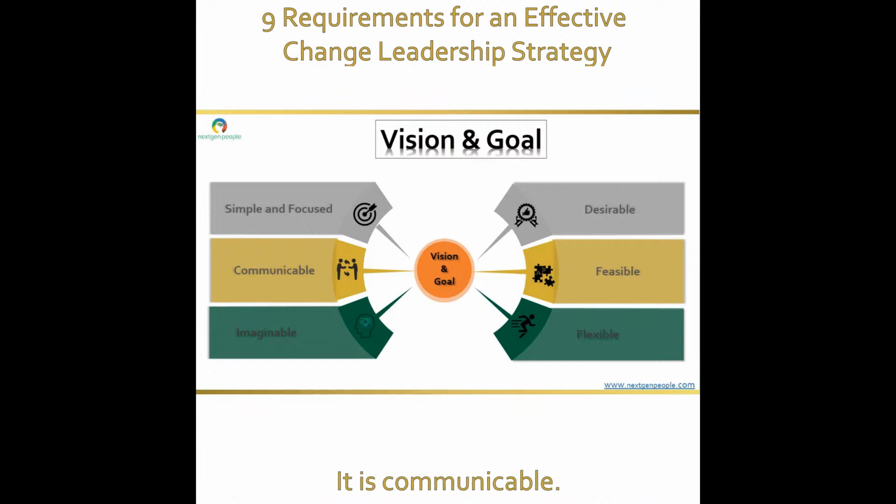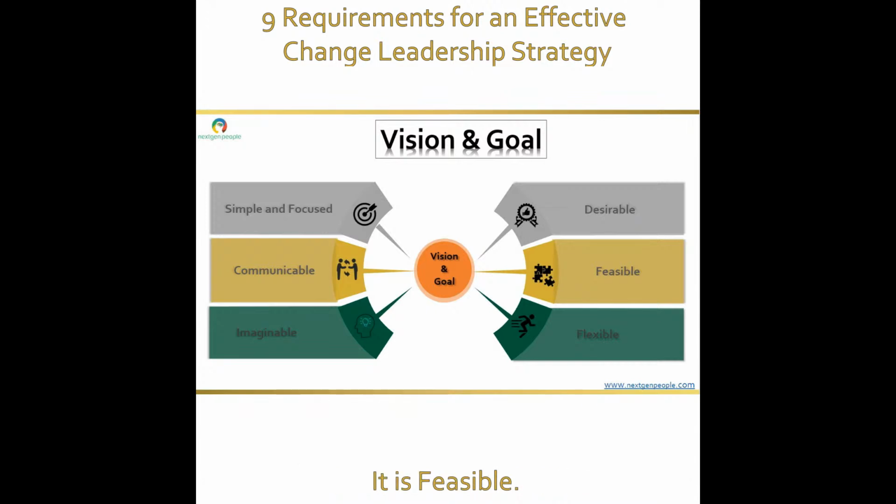It is communicable. So that means it's able to be communicated to others in a way that they easily understand. It is imaginable. It's a believable idea is what that means. If you cannot get others to believe in that idea, then how are you going to get them to participate in it, to support and contribute to it? It takes more than one person to make an organizational transformation happen. And it is desirable. That means that people see what's in it for the organization, and hopefully they see what's in it for them. They can see the benefits.